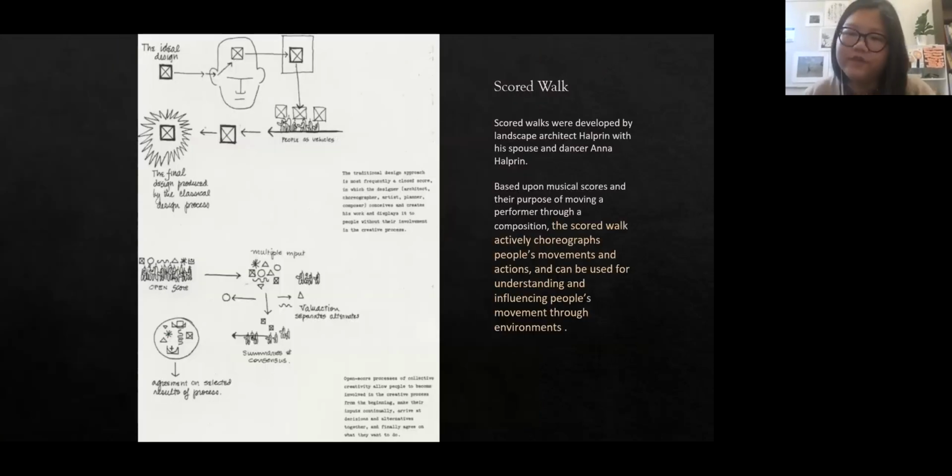And then that was the first one of the community ones. The second one is score work. Score work was developed first by Lawrence Halprin, the famous landscape architect, and his spouse and dancer, Anna Halprin.